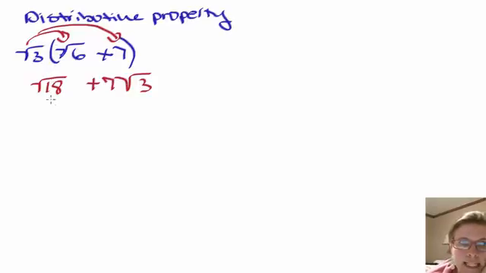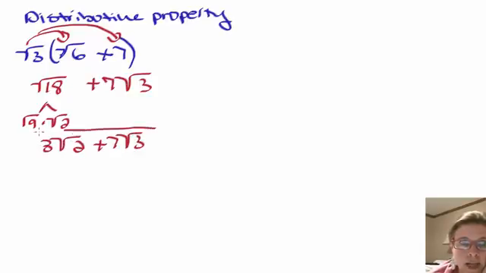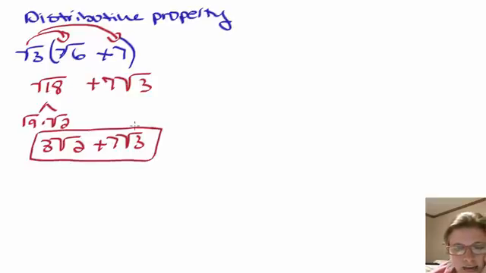Well, 18 will break down into the square root of 9 times the square root of 2. So this really becomes 3 square roots of 2 plus 7 square roots of 3. And then you leave it just like that. I know it looks kind of funny, but you have to just leave it like that. Now, what if we throw an x in there?